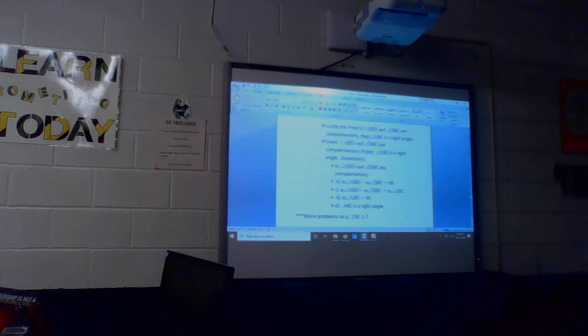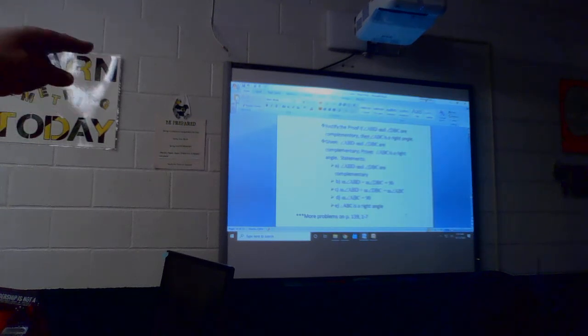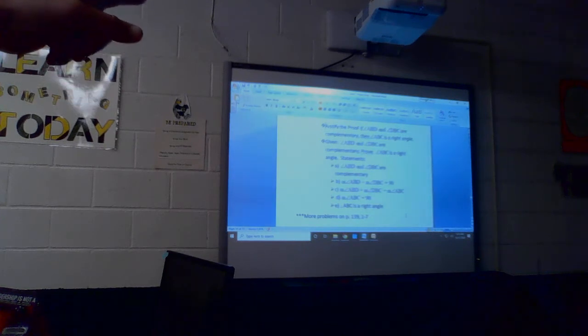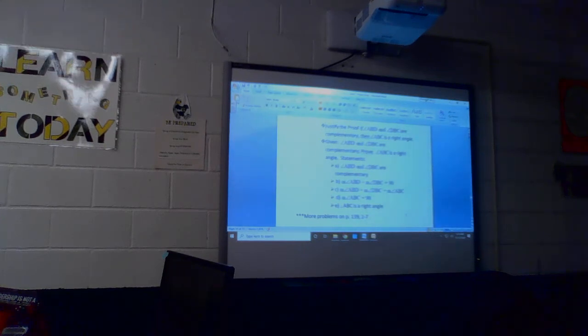Justify the proof. If angle ABD and angle DBC are complementary, then angle ABC is a right angle. Okay, so again, what is my given? My given is the part that's the hypothesis. So my given is angle ABD and angle DBC are complementary. So the first thing in your mind is this. What the heck does that mean? What does it mean if things are complementary? They add up to 90 degrees, right? So somewhere along the line, I have to show that those two angles are equal to 90 degrees.